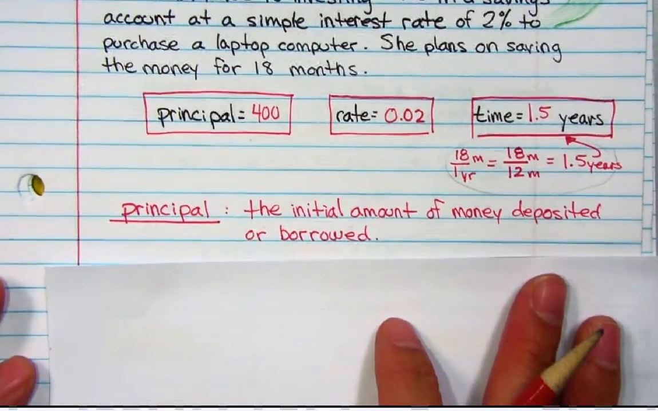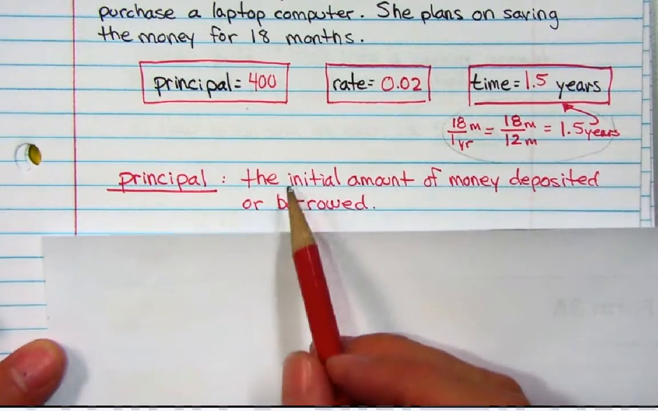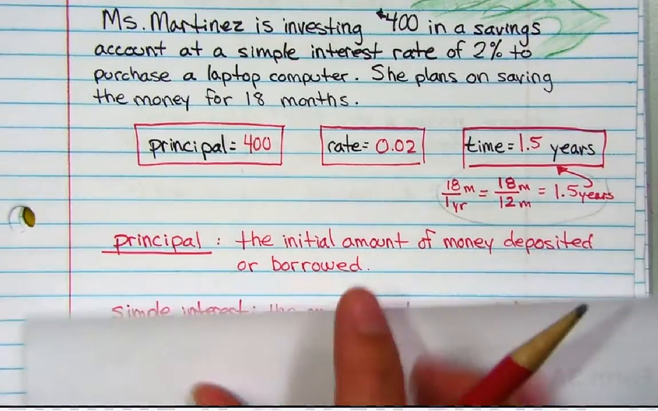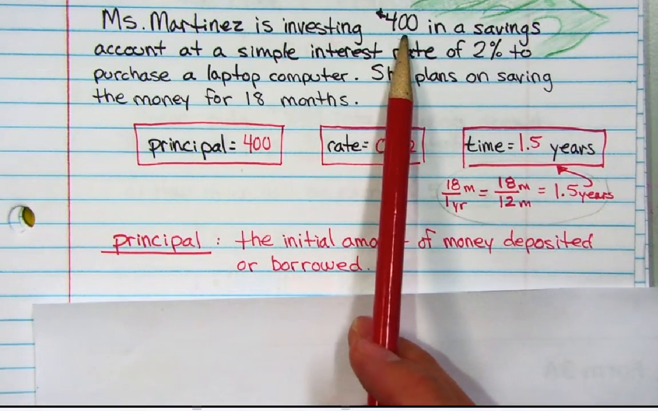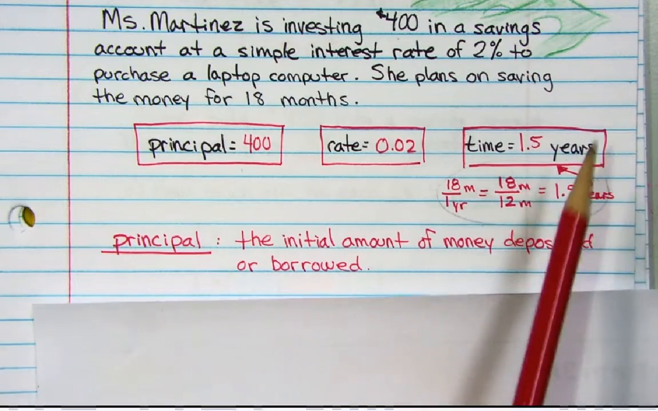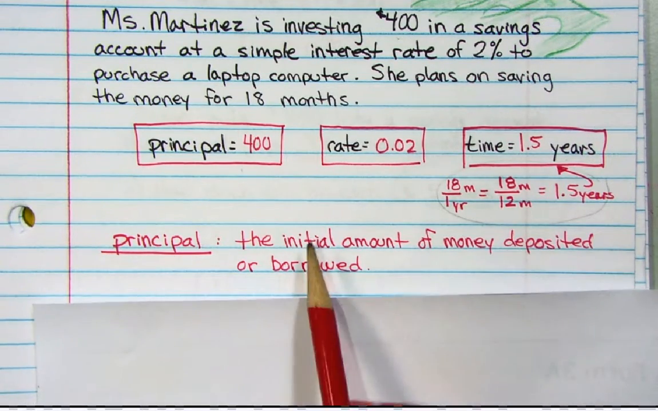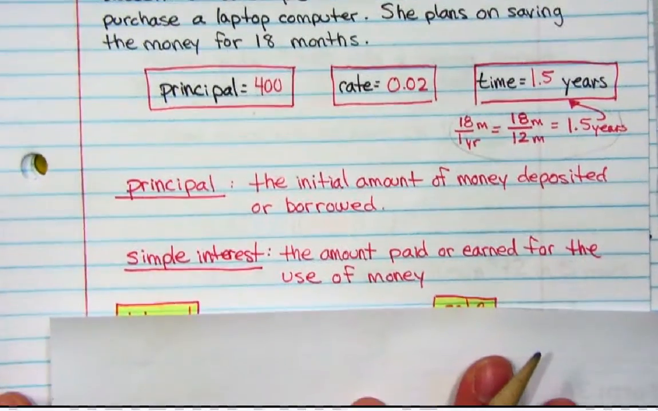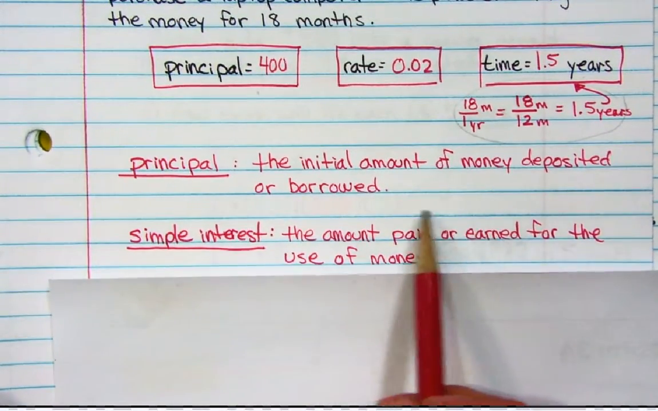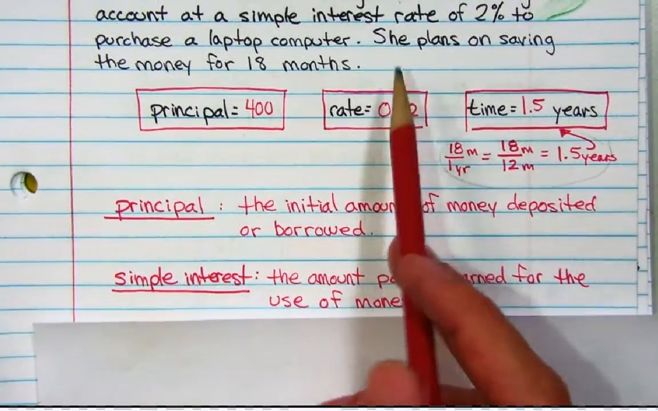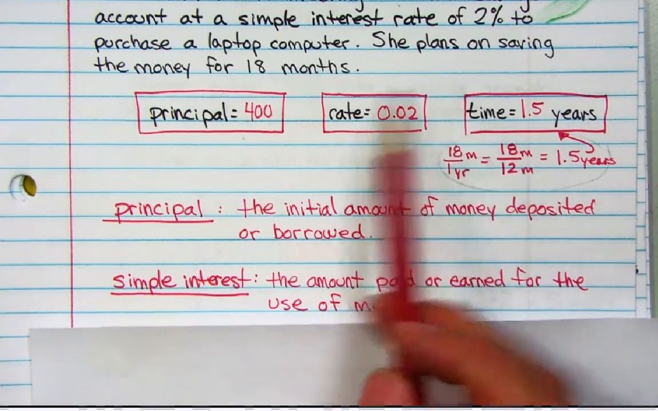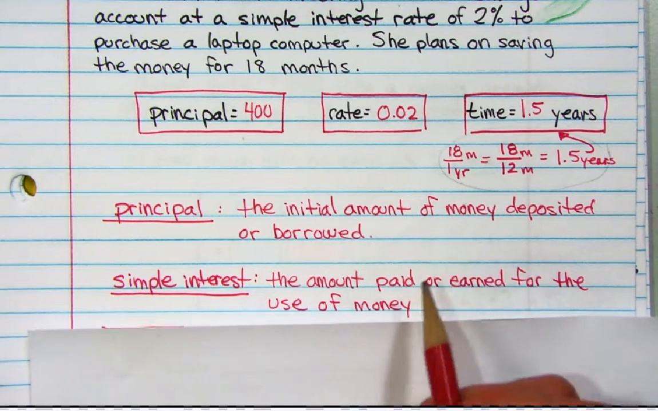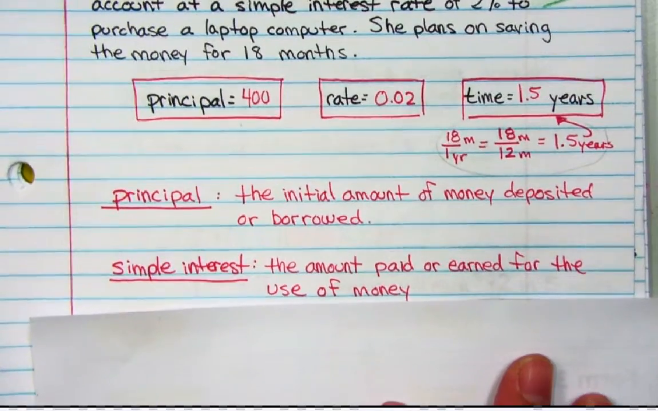All right, so let's talk about what these words mean. Principal is the initial amount of money deposited or borrowed. That's the beginning amount. So in this example above, was that $400? That's what she started off with, right? So that's the initial. You either deposit or you borrow. That's the first money that you borrow or deposit. Simple interest is the amount earned for the use of money. I don't know if you realize this, but when you leave money at a bank, they take your money and invest it and make money off of it. So they'll pay you to leave money at the bank because they get to use your money.